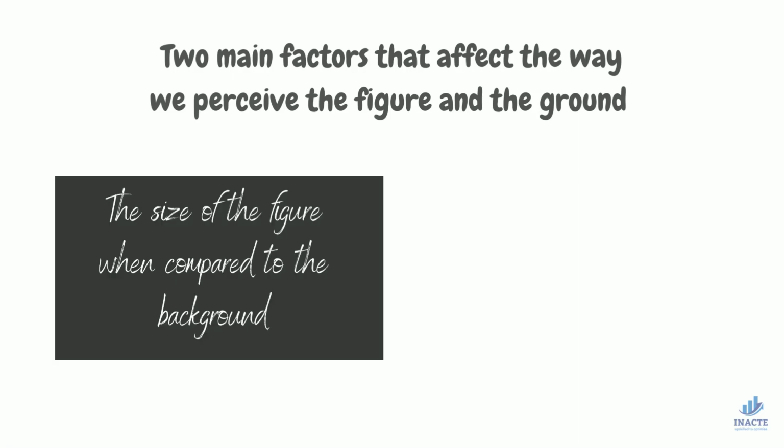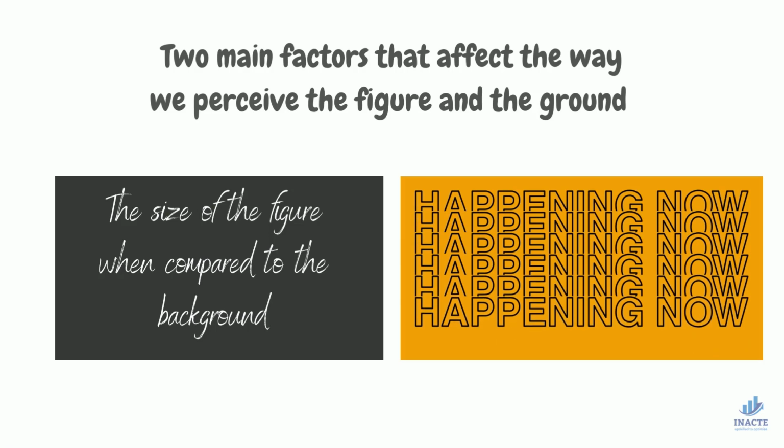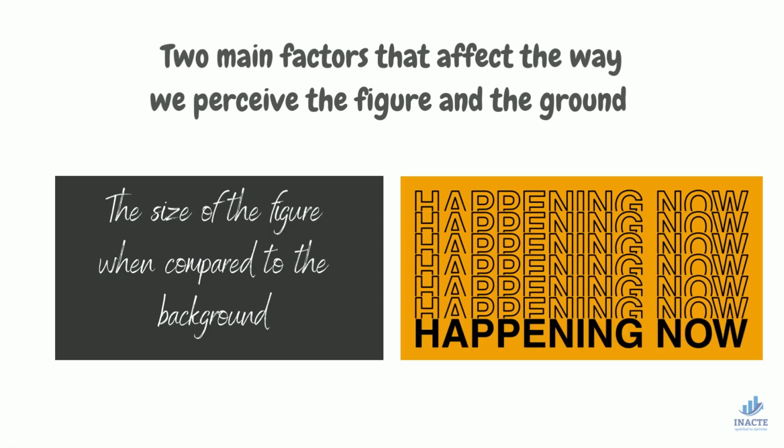The size of the figure when compared to the background. For example, header text is normally published in larger font than body text. In this instance, the header is the figure and the body the ground. The header stands out more to the eye than the main body of the text.